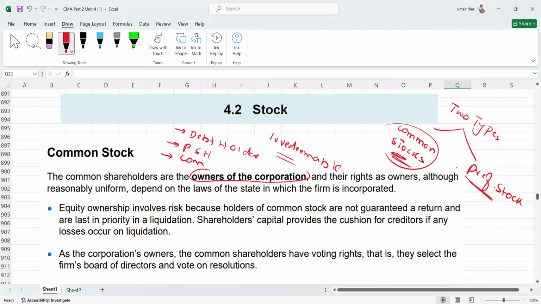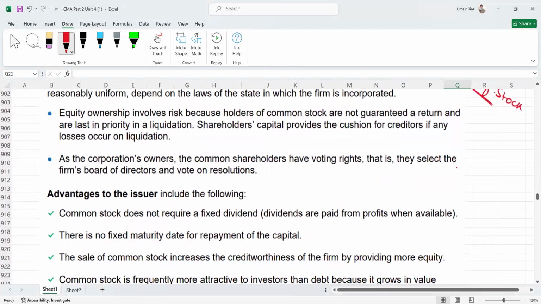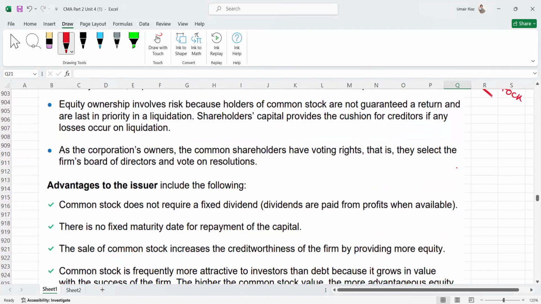Also this investment is considered more risky because there is no guaranteed return, and they are last in priority in a liquidation. Now we have other points. We are discussing here the advantages of the common stock to the issuers. Issuer means the company that is issuing the common stock.